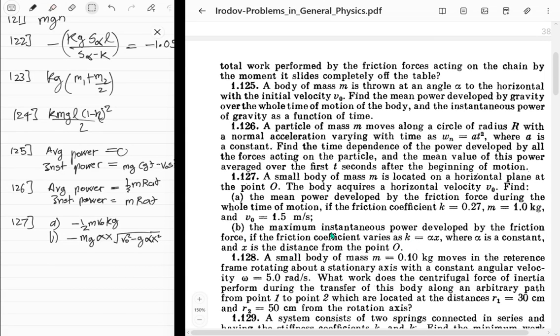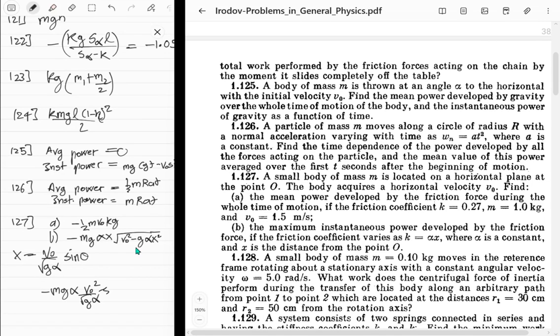Oh, okay, they just want the maximum value of this thing. So how do we figure that out? You can just say that x is v naught upon square root of g alpha times sine of theta or something. Then this whole quantity will become negative mg alpha, and instead of x we put v naught upon square root of g alpha, and then from here you take a v naught out.